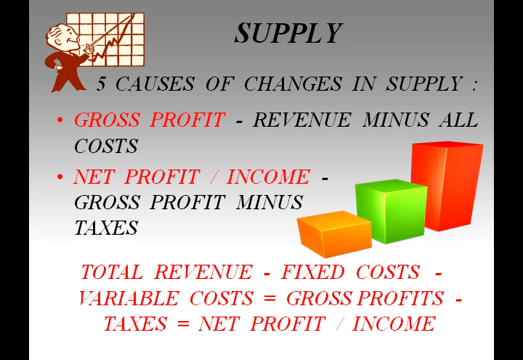So these new terms give us a new way to look at a profit model similar to the one that we looked at in Chapter 2. Here it is at the bottom of the screen. It says total revenue minus fixed costs minus variable cost will give you your gross profit. And if you take taxes from your gross profit, it leaves you with your net profit or income.